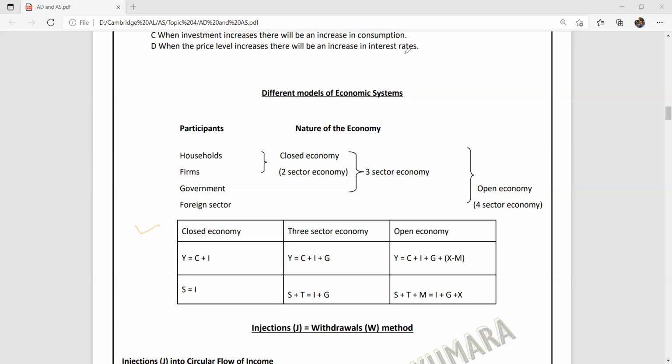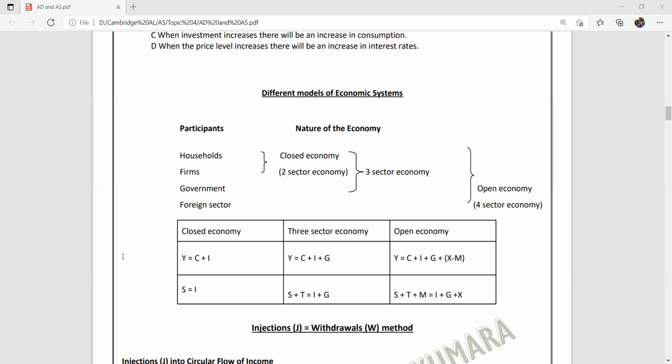Every country consists of these four sectors. Households purchase goods, it is called consumption. Firms spend money, called investment. Government purchases goods, known as government spending. The foreign sector also spends, called net export. Likewise, this is how we realize the components of aggregate demand.